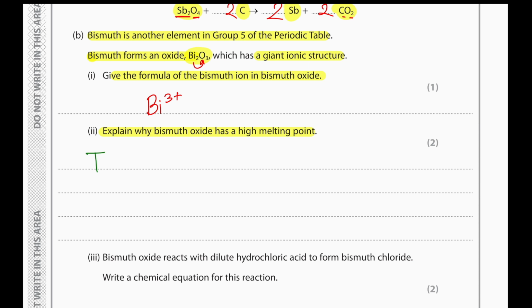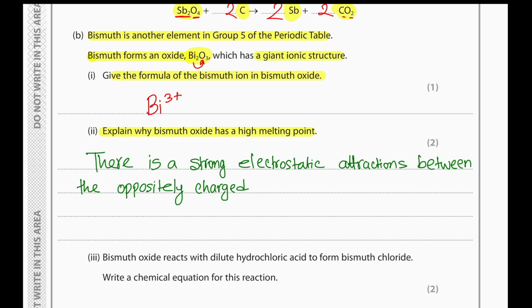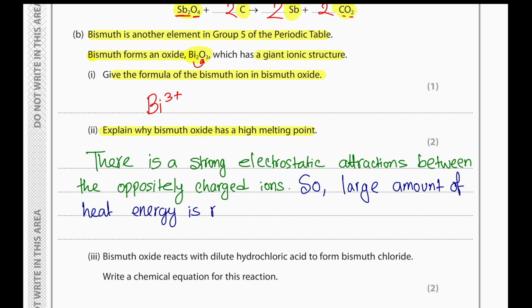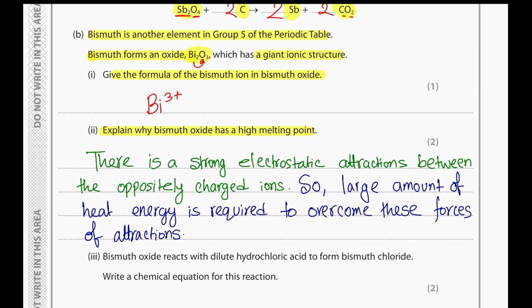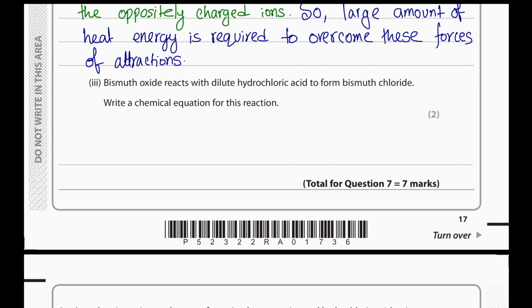So there is a strong electrostatic force of attraction between the oppositely charged ions, and thereby a large amount of heat energy is required to overcome these attractive forces. Bismuth oxide reacts with dilute hydrochloric acid to form bismuth chloride. Write a chemical equation for this reaction.